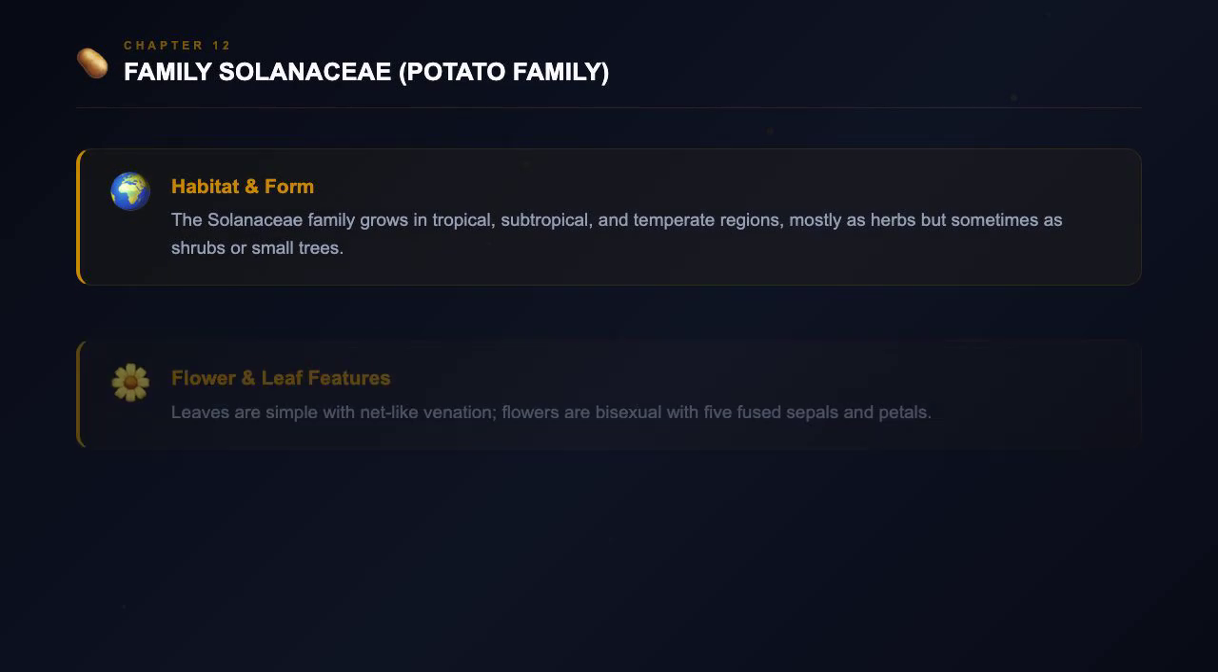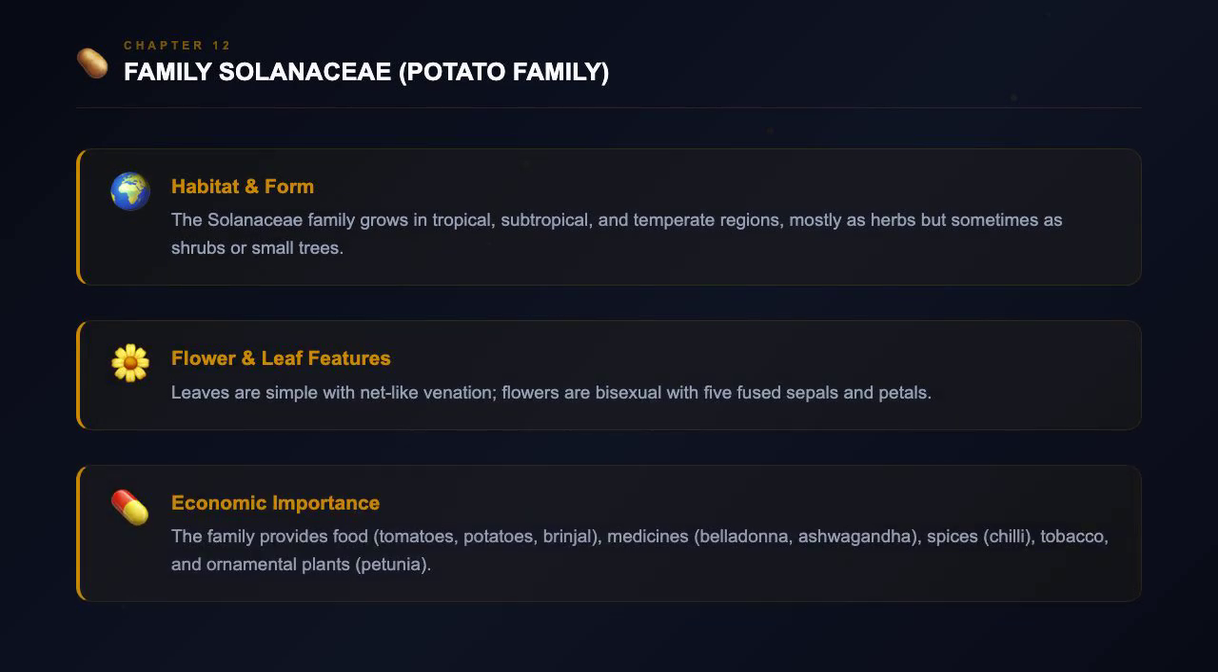The Solanaceae family, or potato family, grows in tropical, subtropical, and temperate regions. Most members are herbs, with some being shrubs or small trees. The stem is usually herbaceous, growing upright with branches, and can be solid, hollow, hairy, or smooth. Potatoes develop from underground stems.